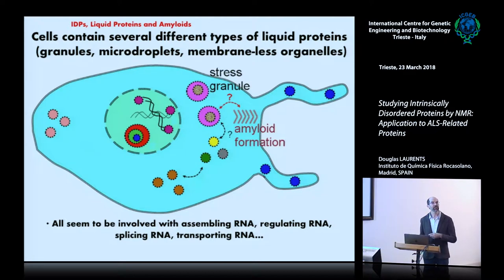So we're interested in how these stress granules form, if they could interact with other species, and how they could contribute to amyloid formation. Of the dozen of different liquid protein granules or microdroplets that are known, their functions aren't completely well known. But it seems that all of them are involved in some way with RNA assembly, RNA regulation, RNA transport. So the RNA component is also interesting to keep in mind.